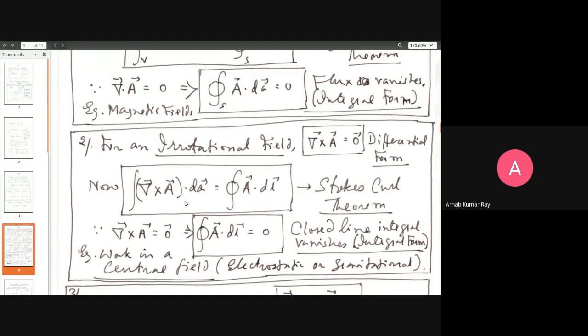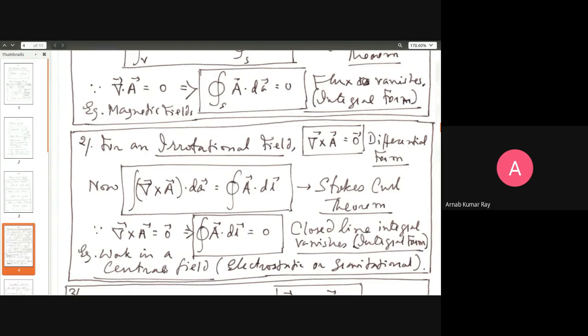In the Stokes curl theorem, I have omitted to put the S over here. Sorry, it is a surface integral on one side, and a perimeter integral on the other, but you can understand it by now. So the surface integral of curl of A, if curl of A is equal to 0, then the closed loop line integral will be equal to 0. So the closed line integral vanishes, in integral form.